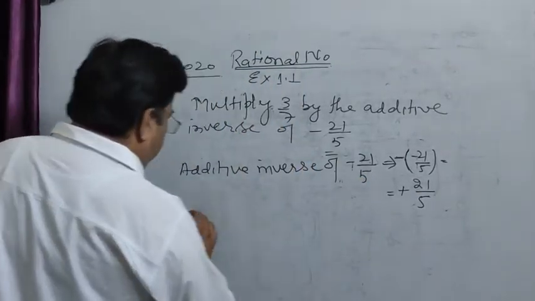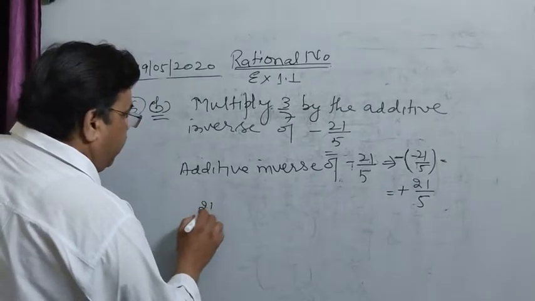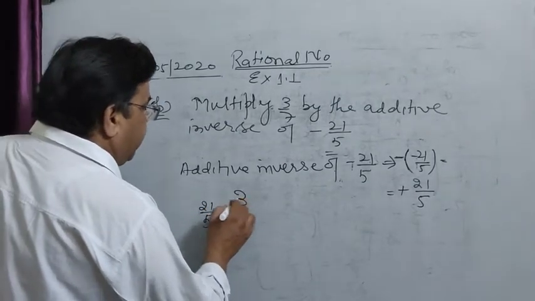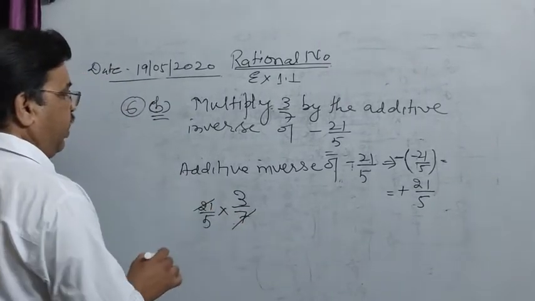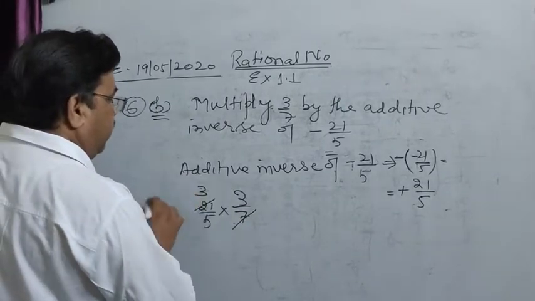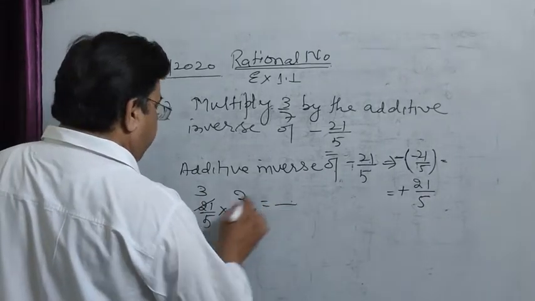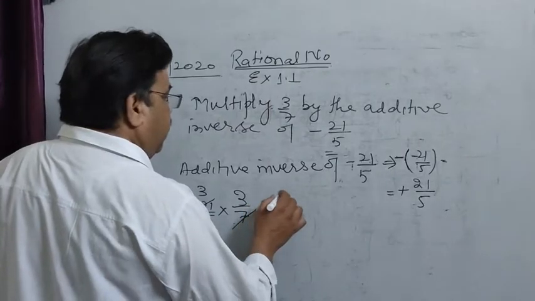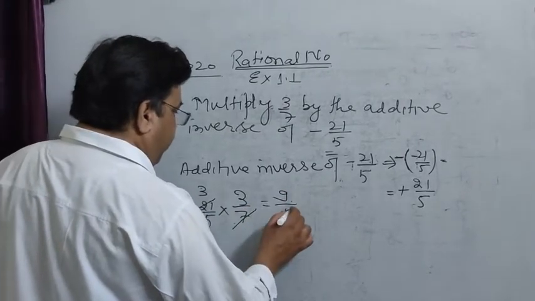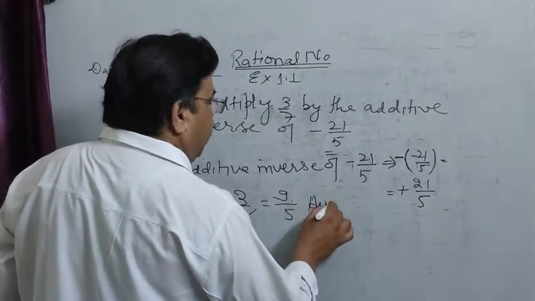Now 21 multiply by 3 by 7. 21 cancel by 7 3 times, and multiply numerator to numerator, 3 3s are 9 and upon 5. This is the answer of this question.